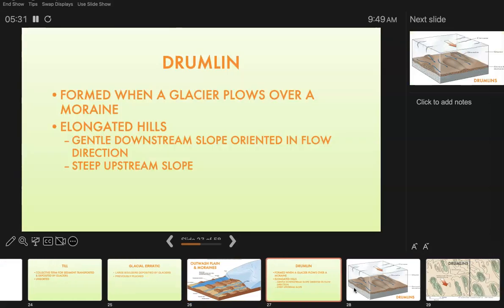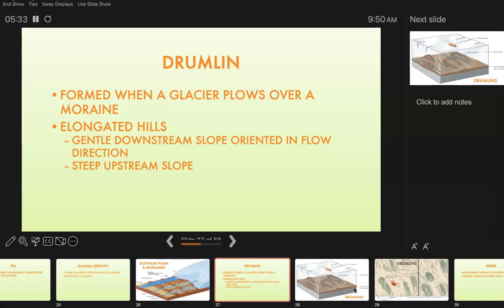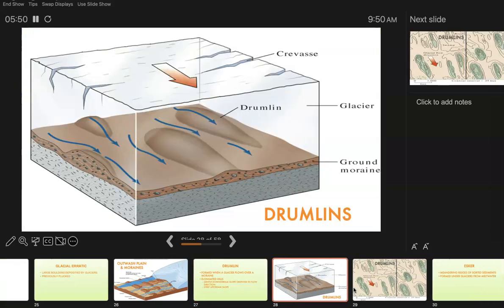It's a little confusing, probably due to my explanation. I apologize. So, a drumlin forms when a glacier plows over a moraine. Just said that. You get these elongated hills, with a gentle downstream slope and a steep upstream slope. I'm going to show you that instead. And if these PowerPoints aren't up, please email me and tell me to put it up. I think I put it up.